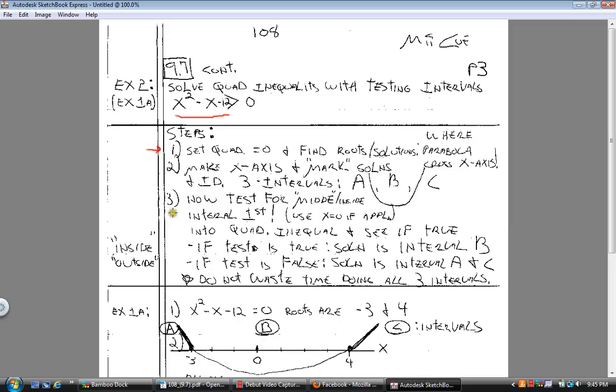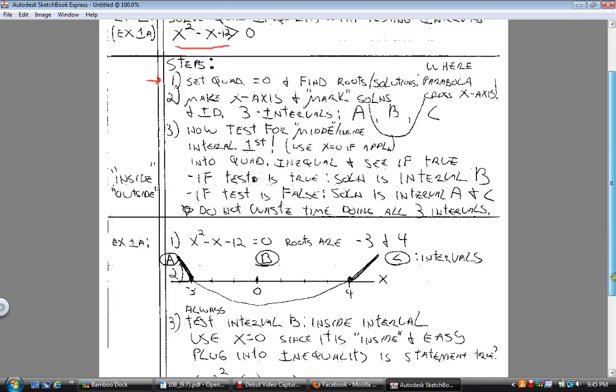And then don't forget that when you graph it, you've got to remember the a coefficient. In this case it's a positive 1, so it's going to open up, which means the vertex will be down below, and then you're going to go ahead and make a pseudo graph of it. Test for the middle one, always go for that first. If it ends up being true, then that's the solution. If it's false, you can assume it's the outside, A and C. Okay, so let me see if I can show you guys how to do that here.